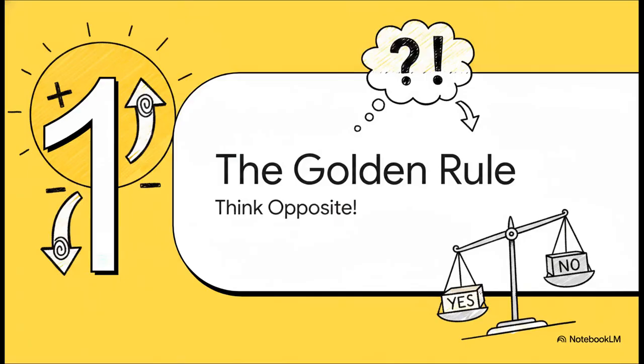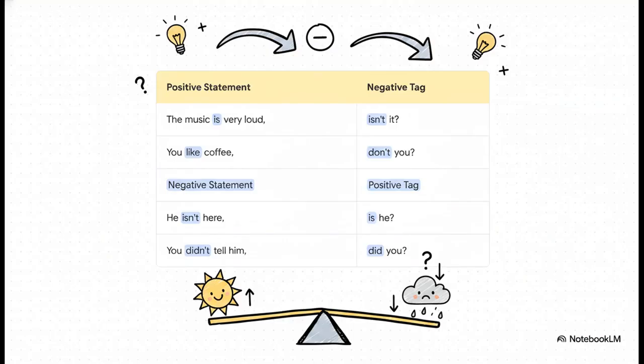Okay, if you only remember one thing from our whole chat today, make it this. There's one golden rule that works for almost every single tag question, and it is so simple. All you have to do is think opposite. So, what do I mean by think opposite? It's really this easy. If your main sentence is positive, your tag question has to be negative. Like, the music is very loud, isn't it?